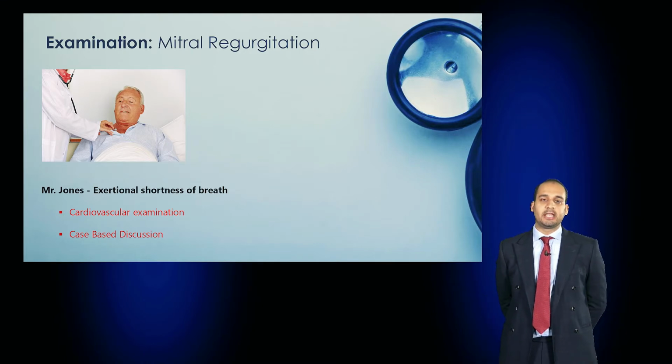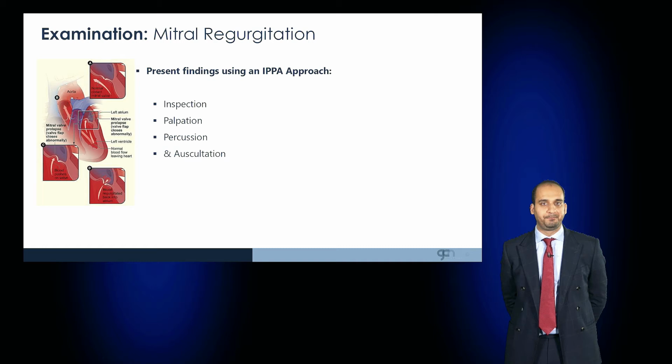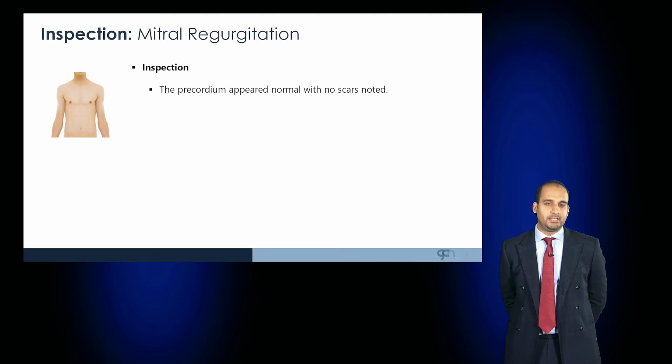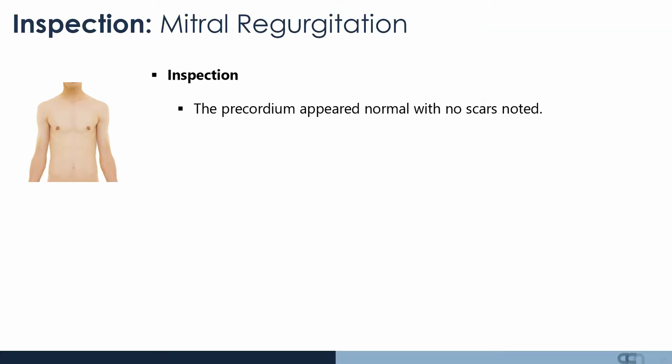Mr. Jones presents with exertional shortness of breath. Let's discuss the cardiovascular examination findings and have a case-based discussion. So present the findings using an inspection, palpation, auscultation approach. On inspection of a patient with lone mitral regurgitation, the apex would appear normal with no scars.